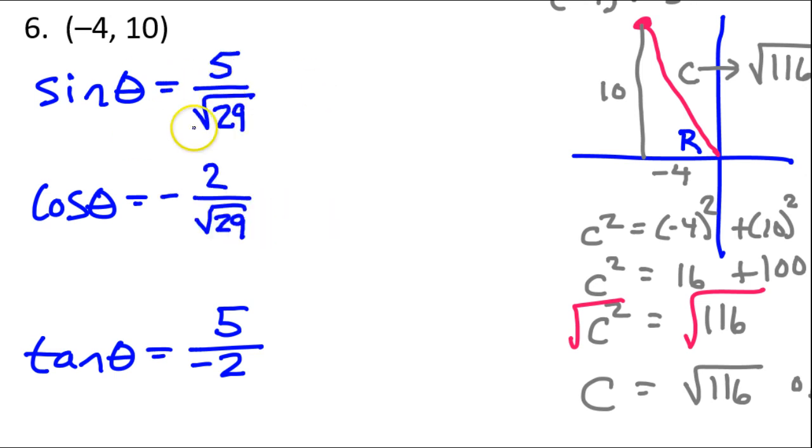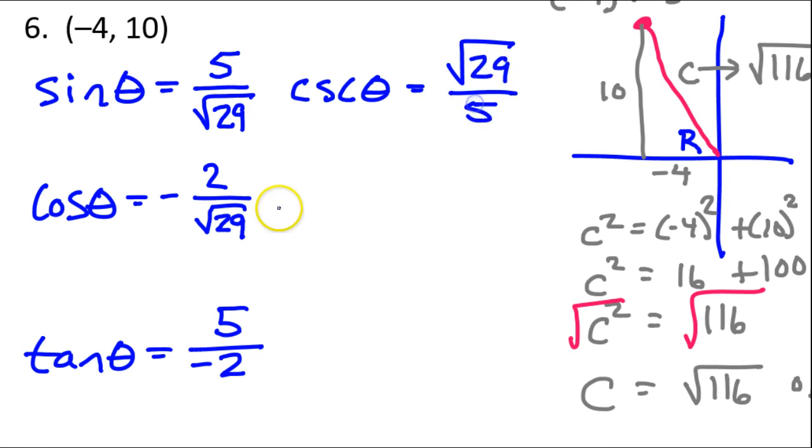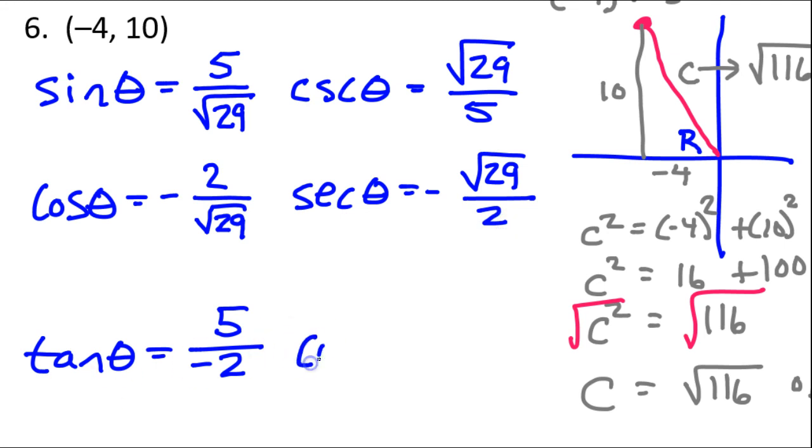So now it's time for all the reciprocal trig functions. The reciprocal of sine is cosecant. So that would be radical 29 over 5. Reciprocal of cosine is secant. So that would be negative radical 29 over 2. And the reciprocal of tangent is cotangent. And that would be negative 2 over 5. So that's how you do this.